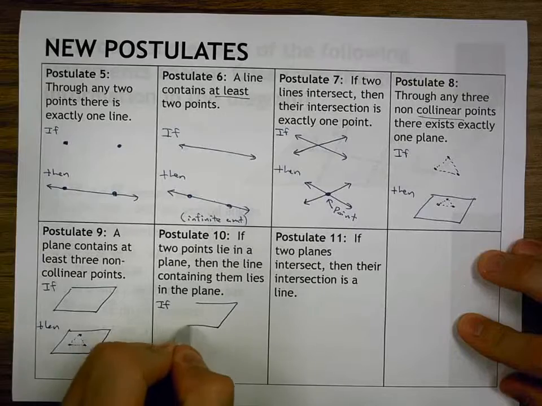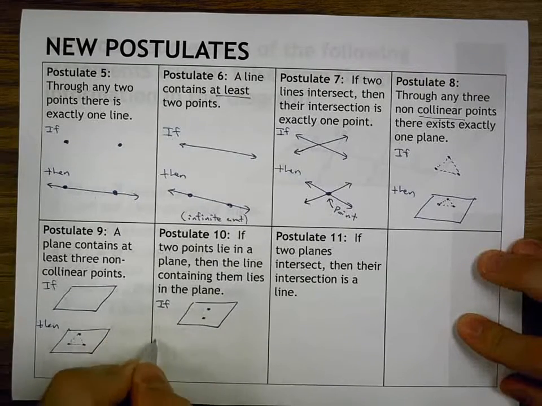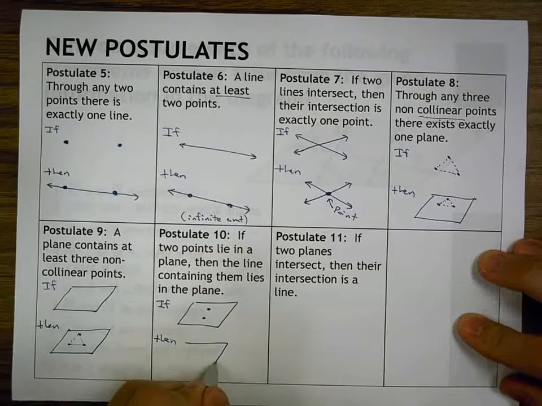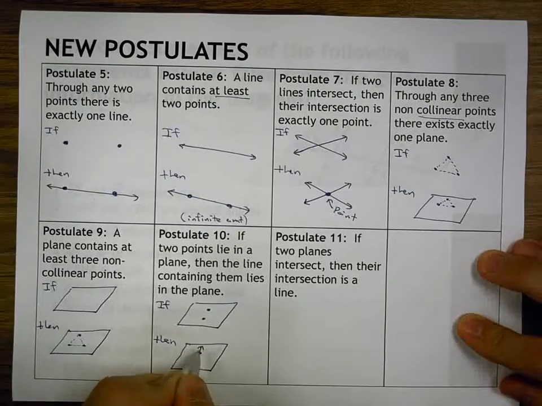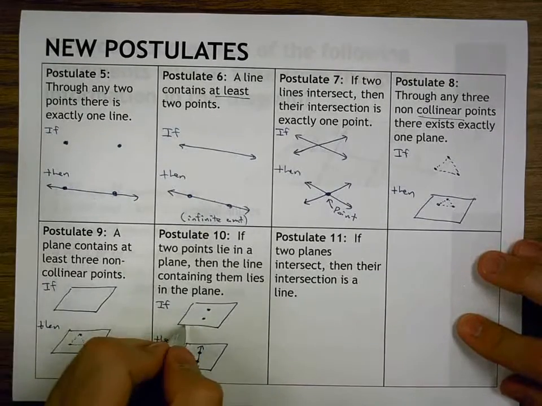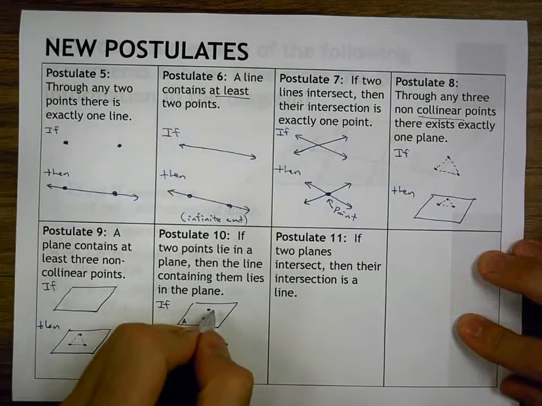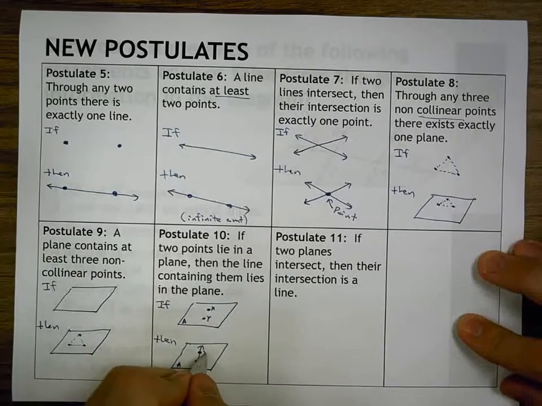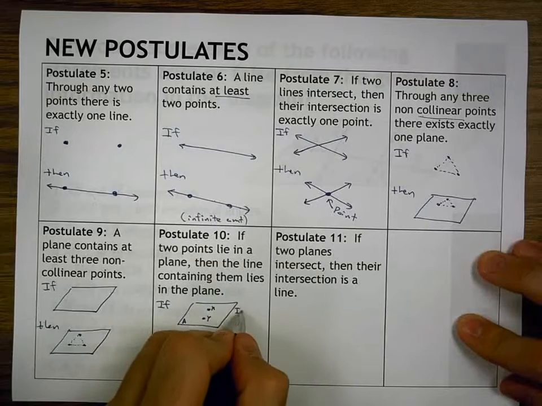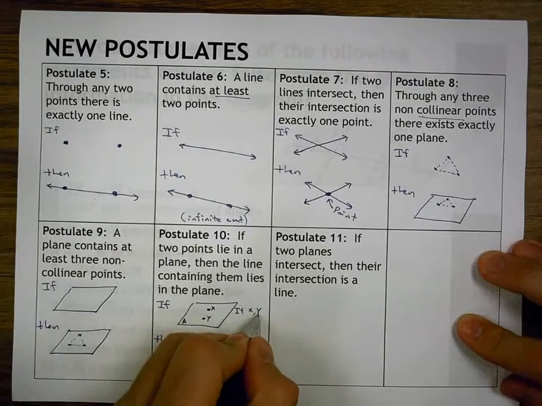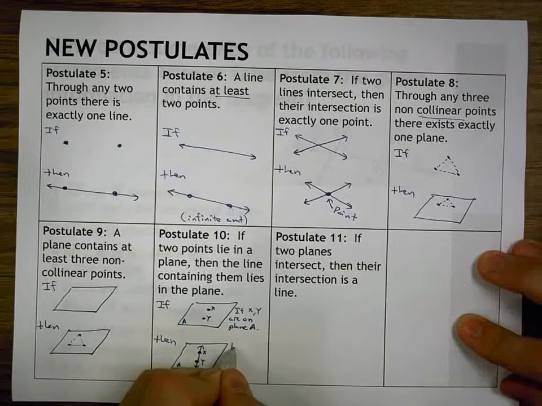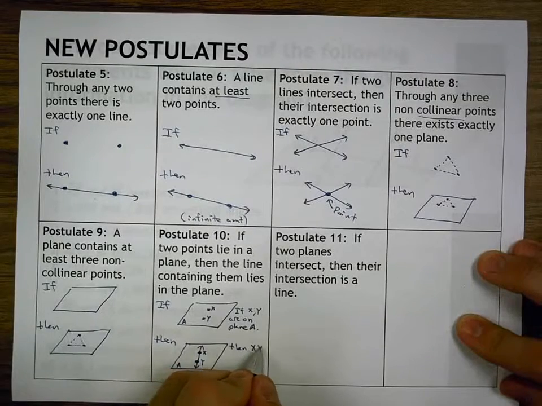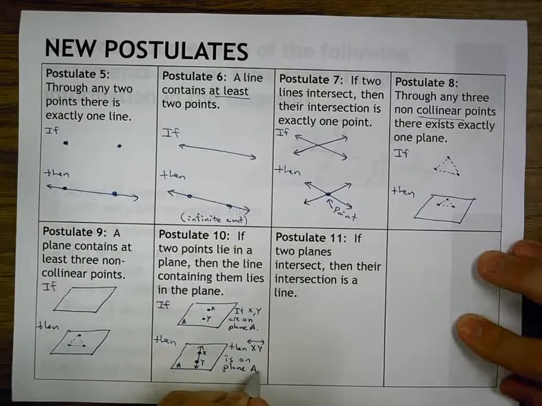So here I have a plane and 2 points on there. If I have those 2 points on the plane, then that line going through them is also on the plane. So let's call this plane A, and these are points X and Y. So if X and Y are on plane A, then line XY is on plane A as well.